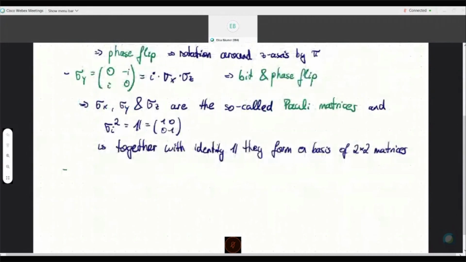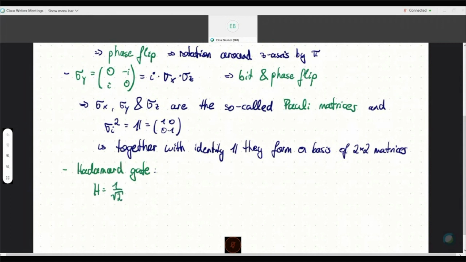Now there's one last gate, or maybe 2 more gates, that I really want to tell you about. In my opinion, the most important gate that you will learn today, the most important single qubit gate, is called the Hadamard gate, and you will find it in any quantum circuit that you're going to learn about. You will find this gate. You will see in a minute why.